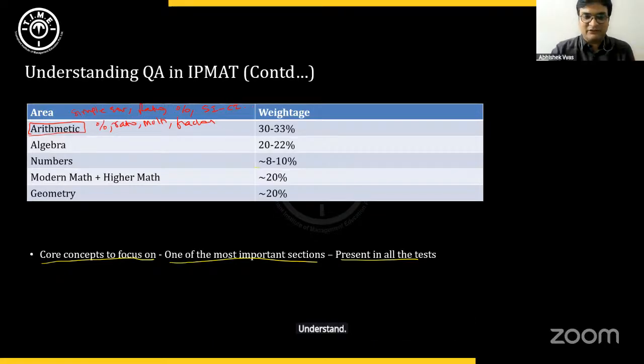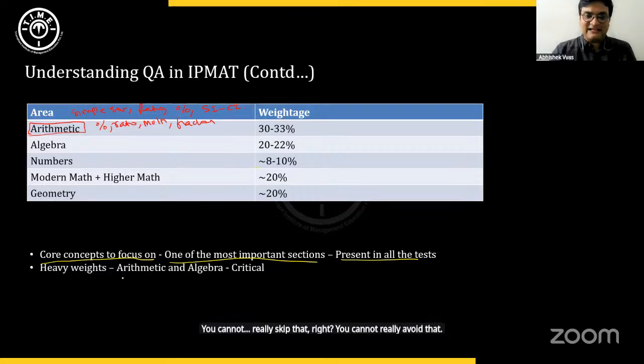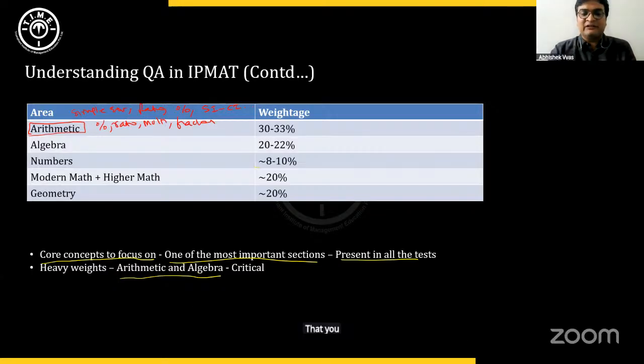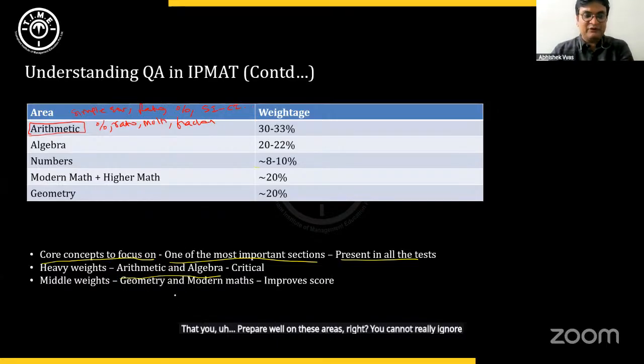Arithmetic, for example, you cannot really skip that. You cannot really avoid that. Heavyweights, as I was saying, are arithmetic and algebra. So it's critical for your preparation that you prepare well on these areas. You cannot really ignore this. Middleweights, the middle category, geometry, modern maths, which is very much required if you want to push up your scores.